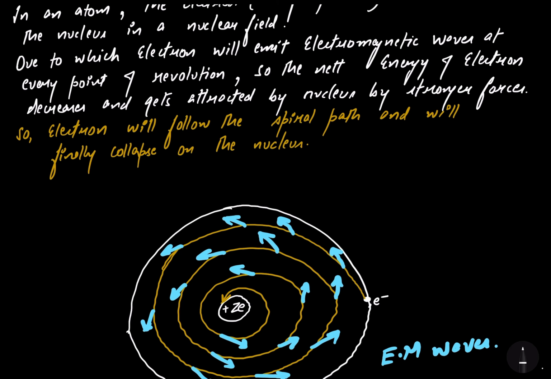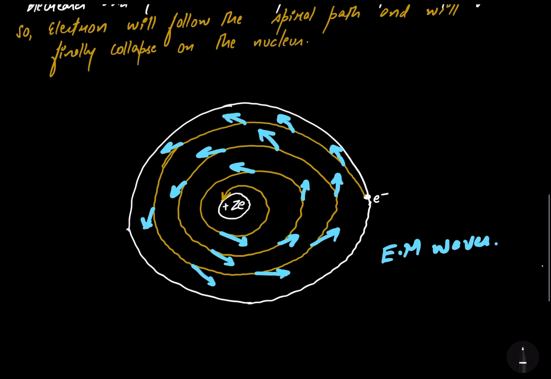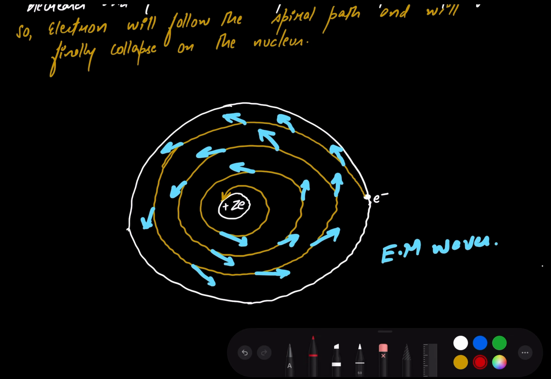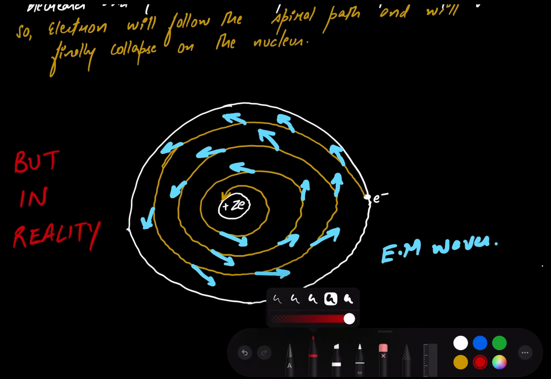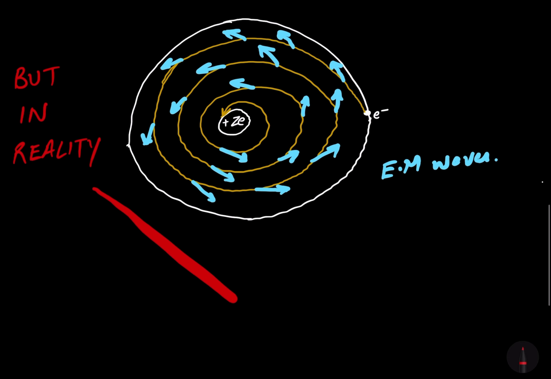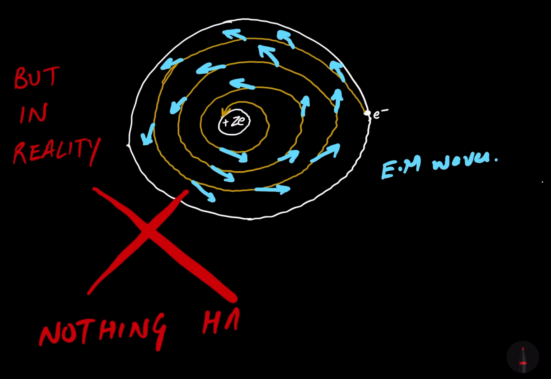collapsed on the nucleus. But in reality, I'm marking, but in reality, nothing happens like this. A big cross. Nothing happens like this.